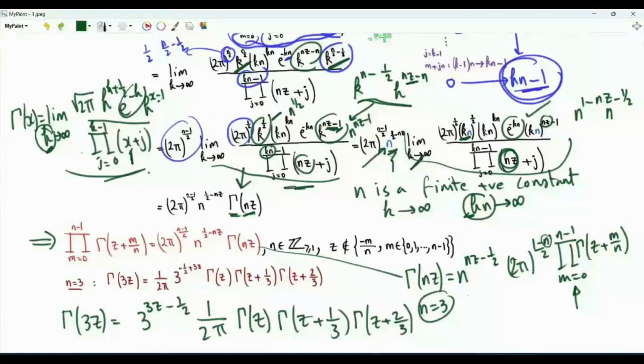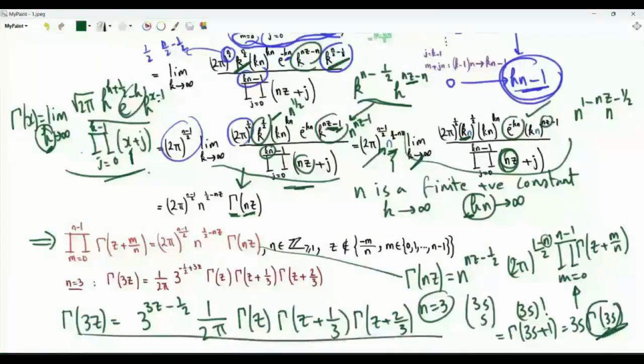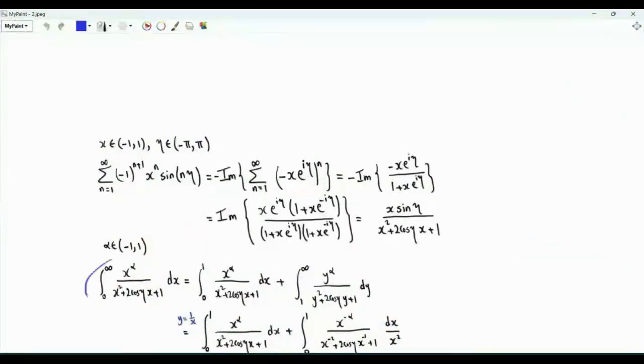In our task, we have the binomial coefficient 3s choose s. The numerator has the factorial of 3s, which is gamma of 3s plus 1, which is 3s times gamma of 3s. Now we have a formula for this term here. To obtain the generating function, we make use of this integral.